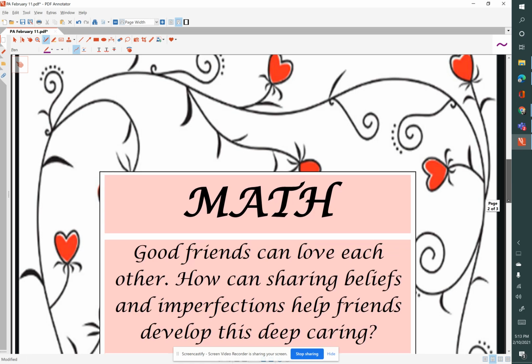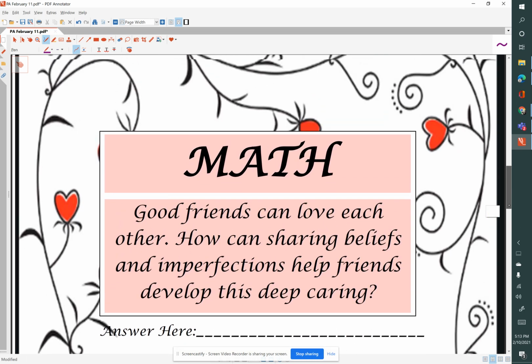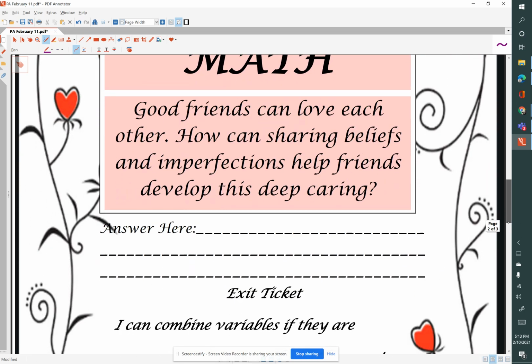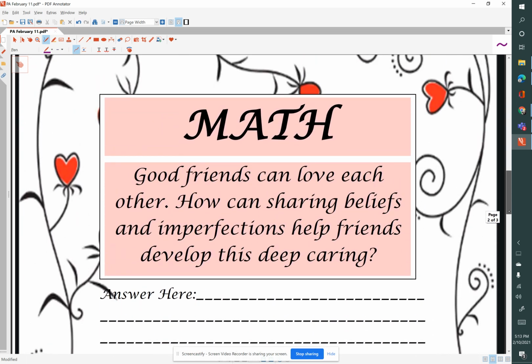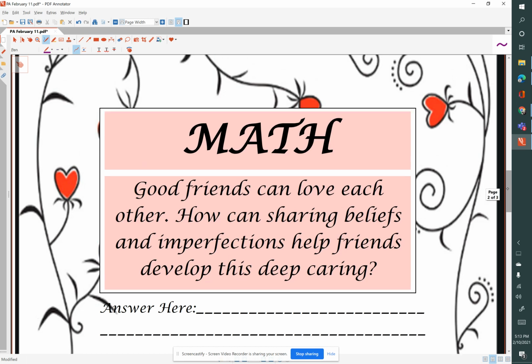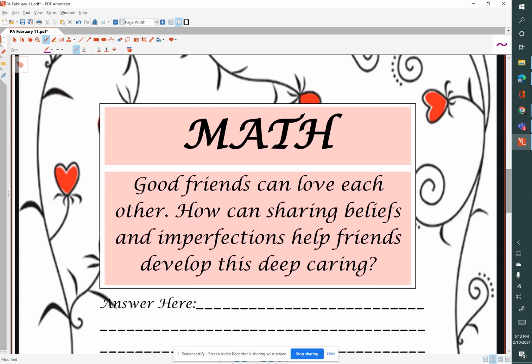I hope you think this is beautiful. I tried to find something really special for Valentine's Day, so I found this pretty border. If you have a border you'd like to design for me, I'd be happy to use it in our Do Now, so just let me know.